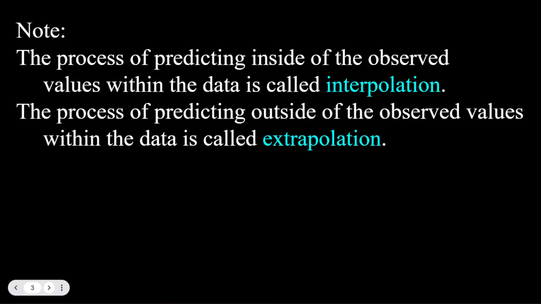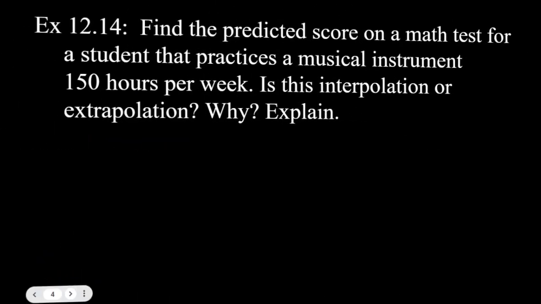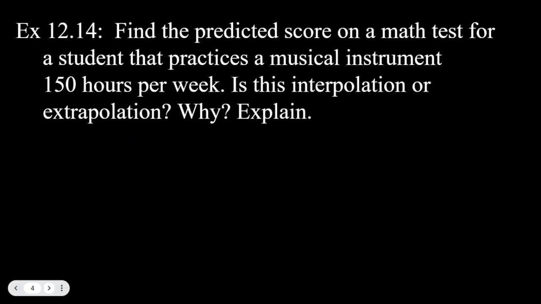So if we have data and it's giving us information, let's say, using our last example, between 0 and 20 hours of practicing, and we're trying to predict that 5 hours like we just did, that would be interpolation. On the other hand, if we were trying to predict something outside of that range of numbers that we were given, then that would be extrapolation. And here's an example dealing with that.